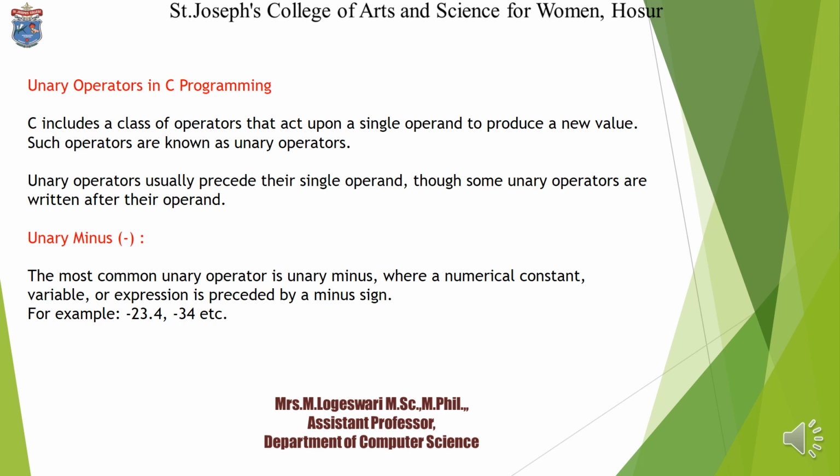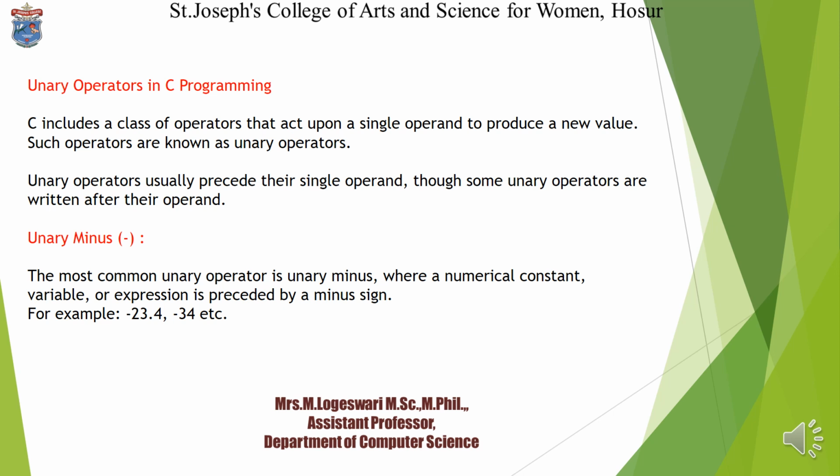Next, unary operators. What is a unary operator? An operator that acts upon a single operand. That is a unary operator. It can produce a new value also. Unary operators are written before their operand.